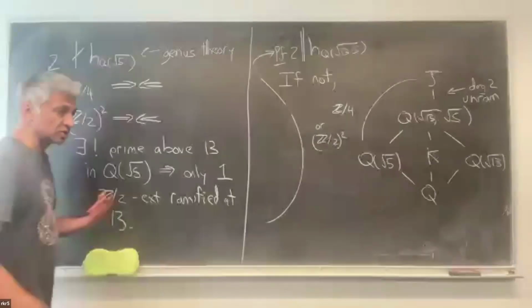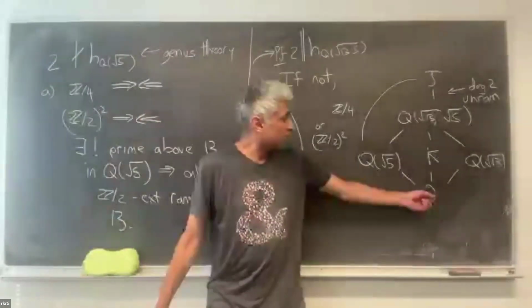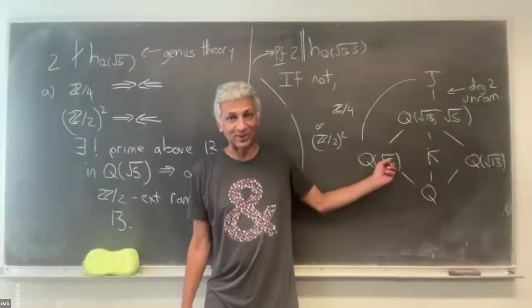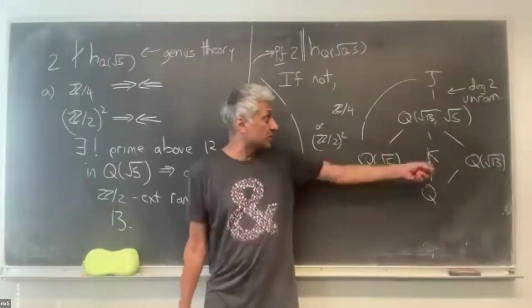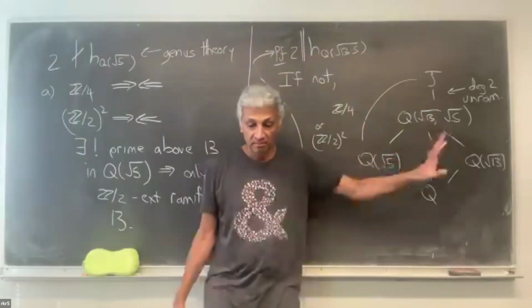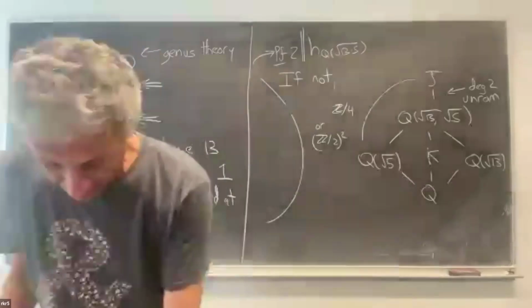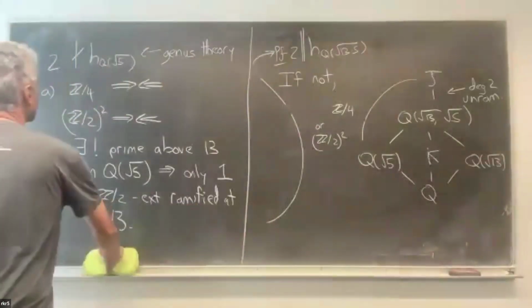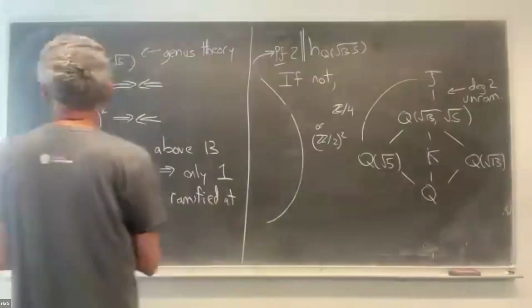And if you want to ask what's the difference between 13 and 29, 29 splits in this field. So there are two primes above 29, and that's what allows this class number, when you switch to 29, to be 4. Okay, so that was the first, hopefully not too bad thing. Let's switch gears and go to the second not too bad thing.